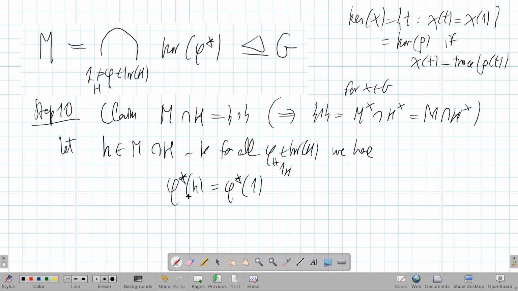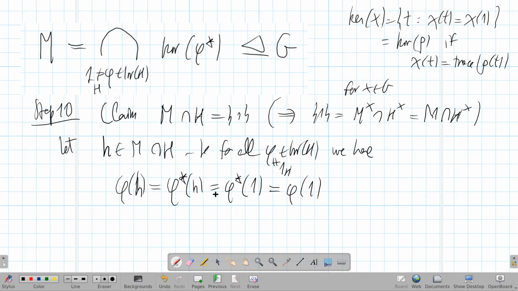So you have this element h of H, which is in the kernel of all these phi star. Which means that phi star of h is phi star of 1. But remember that phi star is an extension of phi, and h is in H. So this is just phi of h. And similarly, this is phi of 1, again, because both h and 1 are in H, okay?